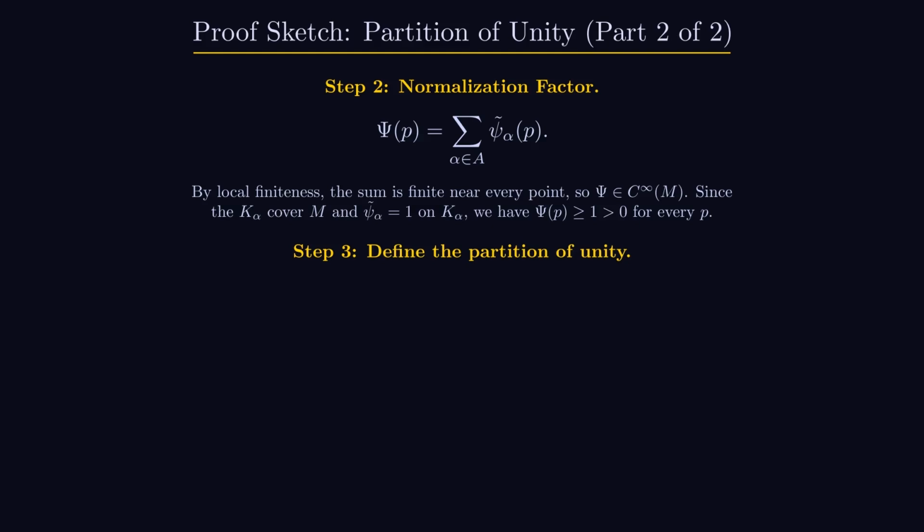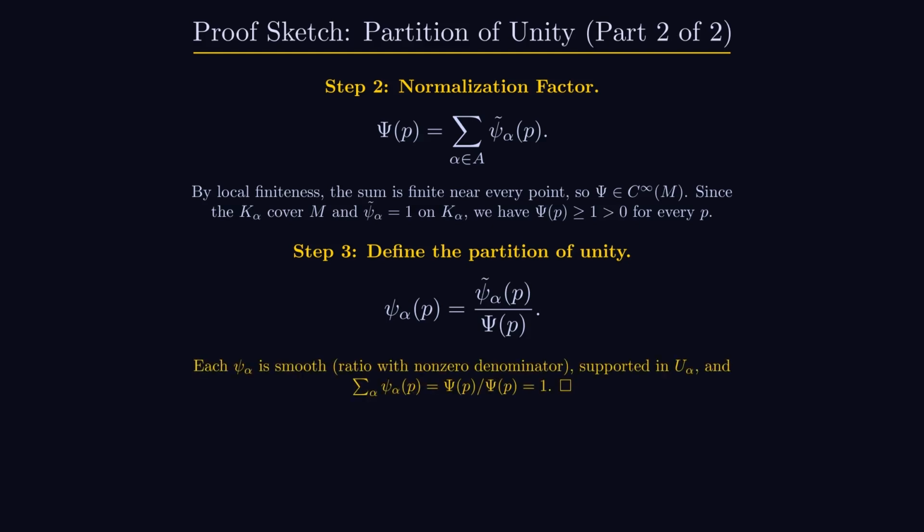So for the final step, we define the partition of unity by dividing through. Set psi_alpha of P to be psi_alpha tilde of P divided by psi of P. And this gives us everything we wanted. Each psi_alpha is smooth. It is a ratio with strictly positive denominator, supported in U_alpha, and the sum over alpha of psi_alpha of P equals psi of P over psi of P, which is 1.